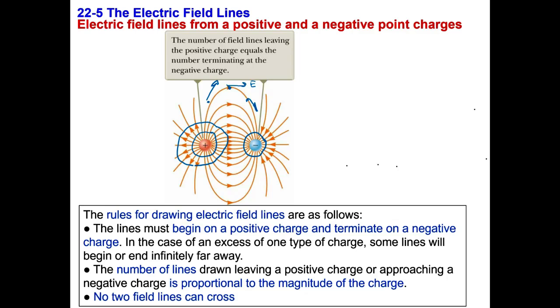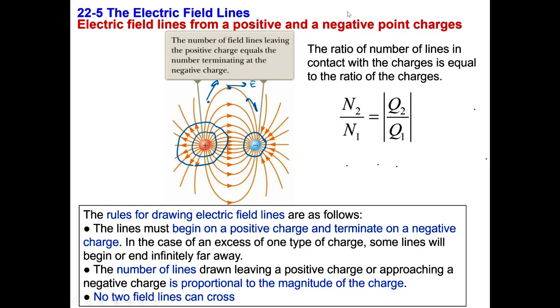The number of lines drawn leaving a positive charge or approaching a negative charge is proportional to the magnitude of the charges, or let's say it in a more accurate way: the ratio of the number of lines in contact with the charges is equal to the absolute value of the ratio of the charges. So let's take this example and count the number of lines leaving the positive charge and reaching the negative charge. Since the charges here are equal, they should be equal.